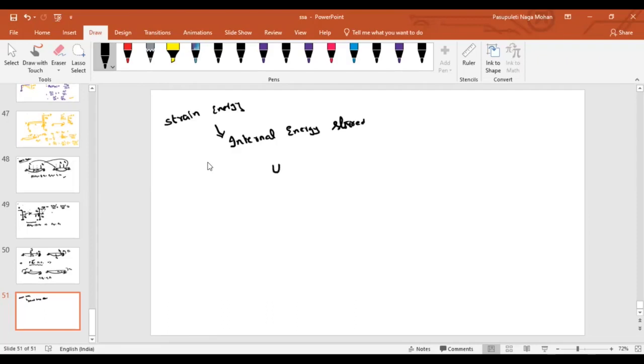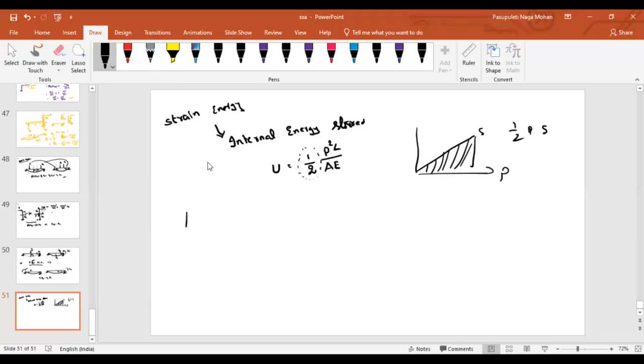I don't know whether you guys remember this or not. Because of the load, what is the strain energy? P square L by 2AE. Have you ever wondered why this half has come? If you draw the area under this curve, that's why it is half into P into delta.